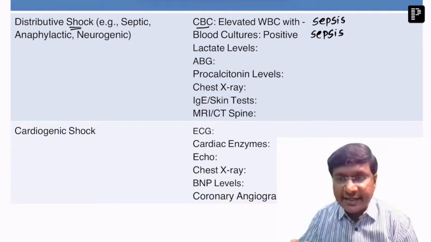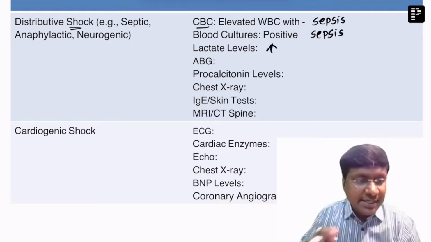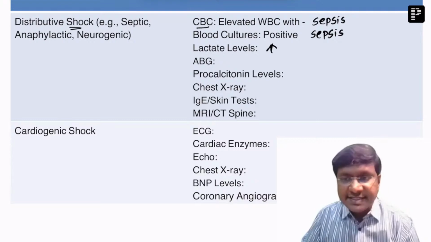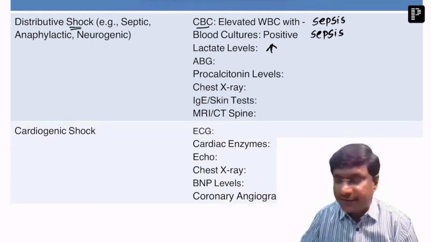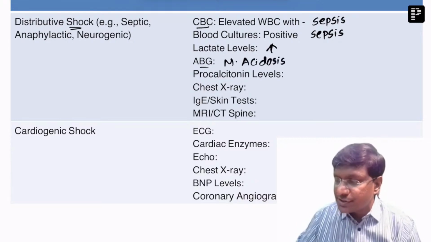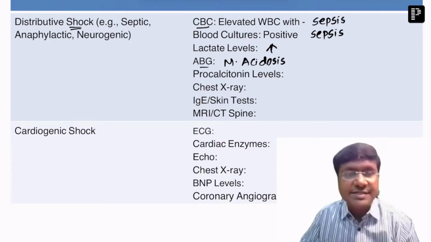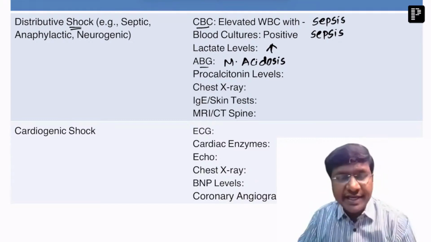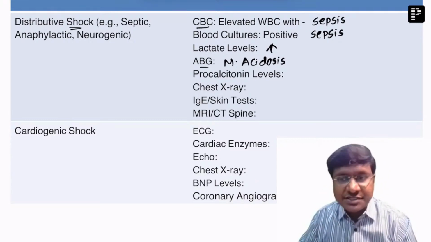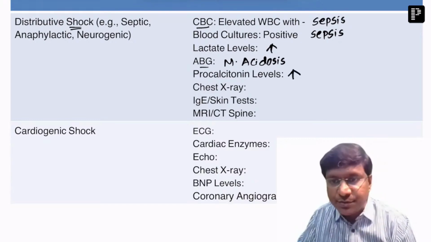And what will happen to the lactate levels? Lactate levels are being elevated because there is hypoxia, causing anaerobic metabolism. That is the reason why the lactate levels are being elevated. And ABG shows that there will be metabolic acidosis, and this metabolic acidosis might be due to an increase in the lactate levels or due to decreased ammonia excretion whenever the individual goes into a state of kidney injury. And prolactin levels are elevated in case of the distributive shock.